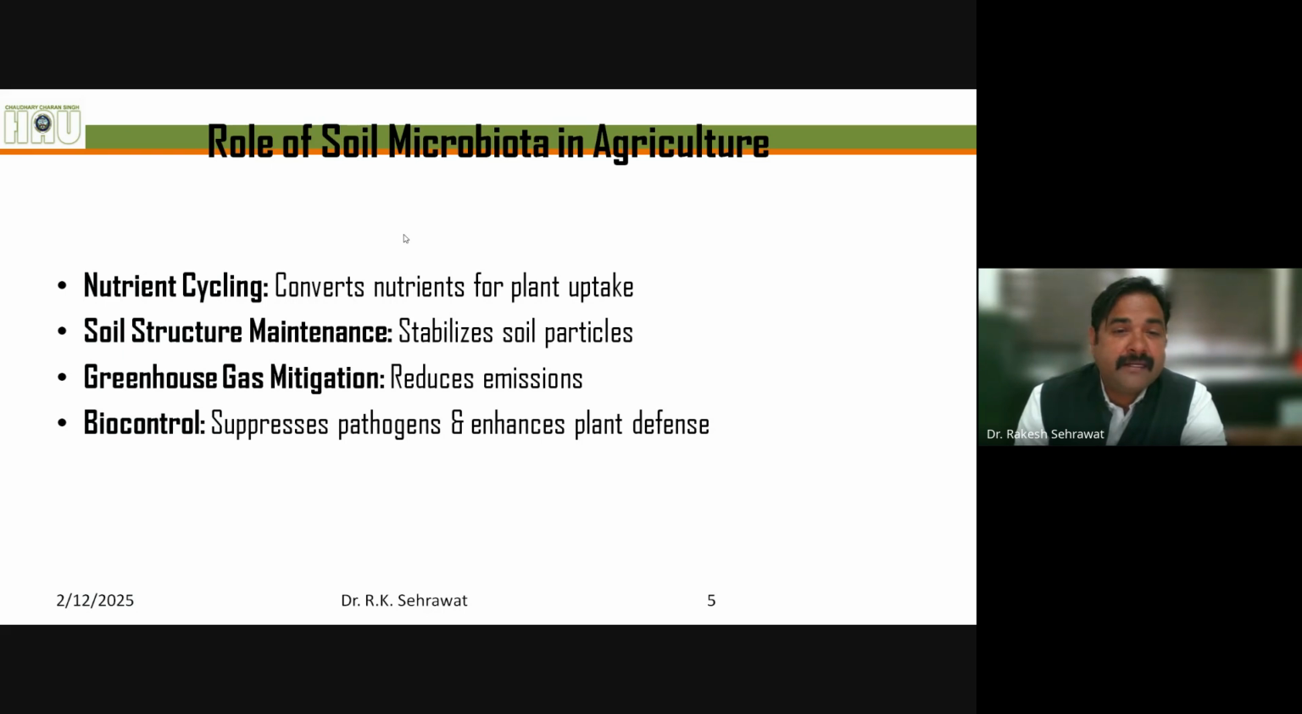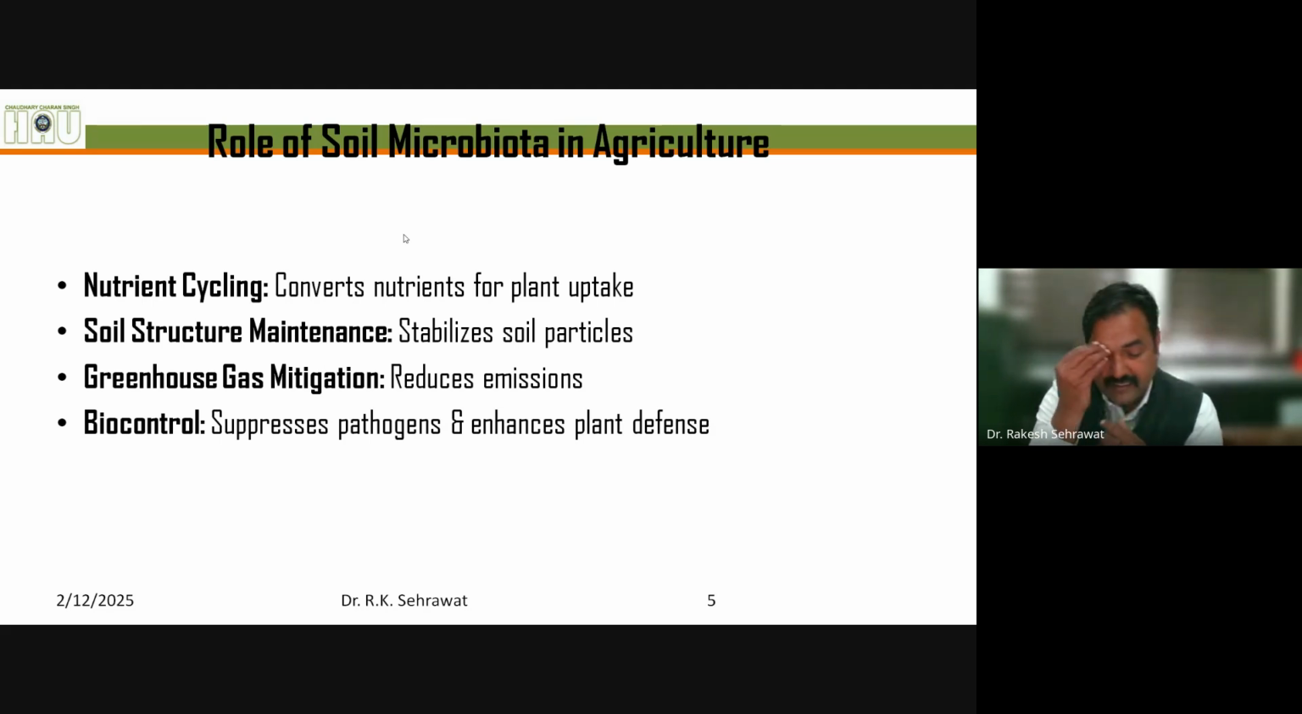Then soil structure maintenance: they stabilize the soil particles. Regional storms are there, due to localized storms and the increase in temperature. So they stabilize the soil particles by excreting exopolysaccharides. They bind the soil particles together, and they form a better soil structure, or rather you can say a pulverized soil structure. Then greenhouse gas mitigation, it reduces the emission.